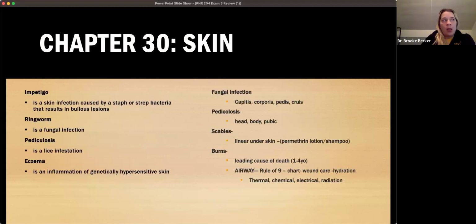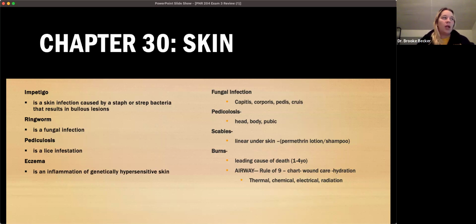Okay, skin. Impetigo. So this is an infection caused by either staph or strep, and you're going to get those bullous, so fluid-filled pus kind of like lesions. Once those fluid-filled lesions kind of burst, then they get a dry honey-crusted scab on there, and they will need topical or oral antibiotics depending on how significant their impetigo is. A lot of times it's around the face, the nose, but it can really be anywhere.